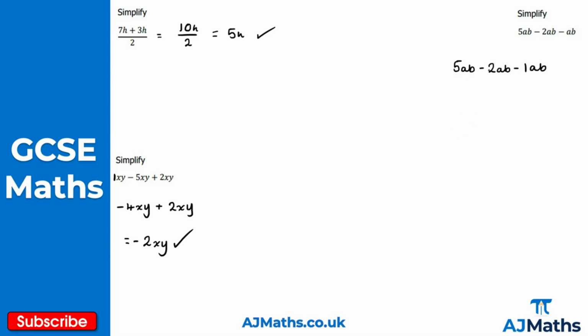Well, 5ab minus 2ab, that's the same as 5 minus 2, so that will give me 3ab. So we get 3ab. Then we've got minus 1ab. So 3ab minus 1ab, well, that's the same as doing 3 minus 1, and that would give me 2 there. So we get 2ab, and there we have it. So that's our solution to the final example. And that actually brings us to the end of this video on collecting like terms.